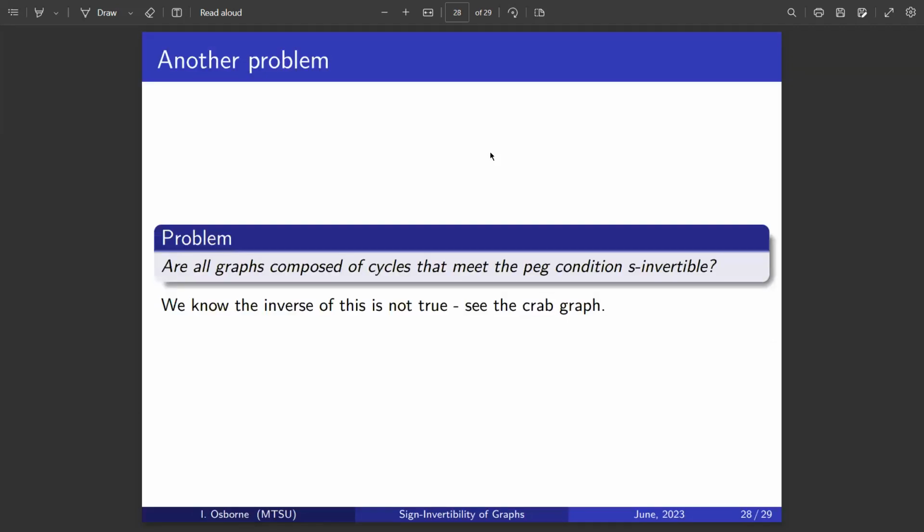And then another thing that I would like to look at in this area in the future is, can we say that all graphs composed of cycles that meet the peg condition are s-invertible? So we know that the converse of this is not true. Not all s-invertible graphs have to meet the peg condition. There's the crab graph. There's other examples of bicyclic graphs that disprove that. But looking the other way, that could still allow us to categorize a fair number of s-invertible graphs by themselves.